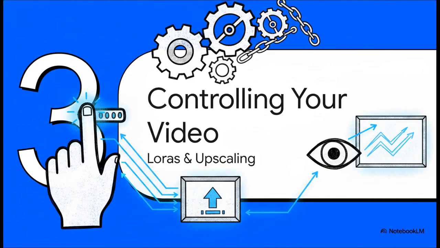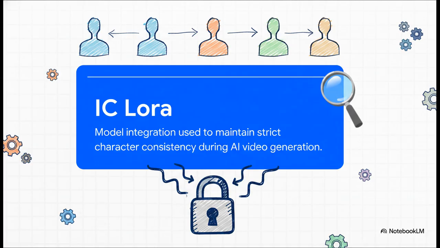Section 3, Controlling Your AI Video, taking a look at LoRAs and native upscaling. We've all seen it happen. Your generated character suddenly morphs into a totally different person mid-scene. It's one of the biggest headaches in AI video. But by activating the built-in IC LoRA, you lock in that character's face, clothing, and proportions so they stay perfectly consistent from the first frame all the way to the last. This specialized integration tackles that dreaded hallucination problem head-on.